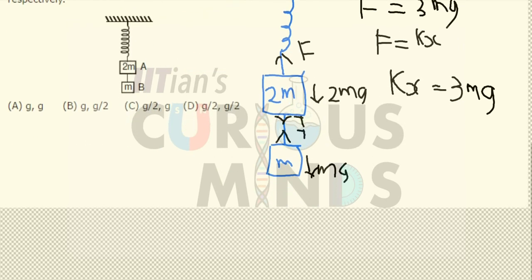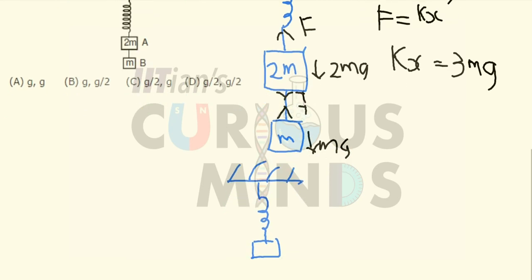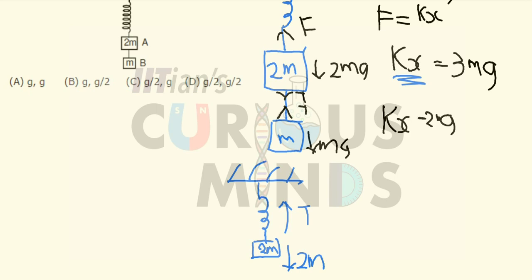When the bottom string is cut over here, when the bottom block is detached, there will be only a spring and the mass 2m which are attached somewhat like this. Now in this case, 2mg is in the downward direction, and there is the spring force, which is equal to Kx, which acts in the upward direction. So Kx minus 2mg will be equal to 2m into a.